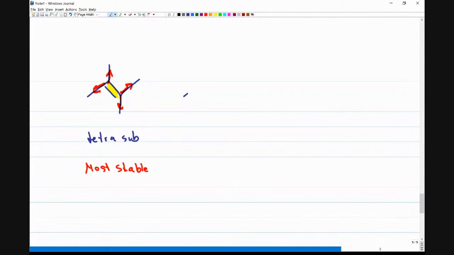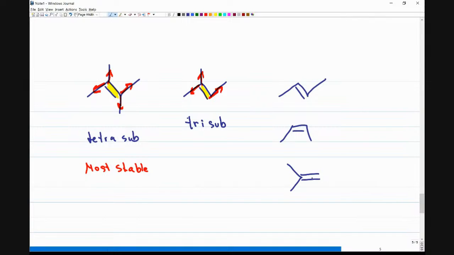The next one that I can have is tri-substituted. This one's got 3 groups coming out of it. Again, highlight the pi bond. Notice that you have 1, 2, and 3. Tri-substituted. For di-substituted, we could have 3 different types. The most stable is the trans. The second most stable is cis. And the least stable of the di-substituted is when they come out of the same carbon.